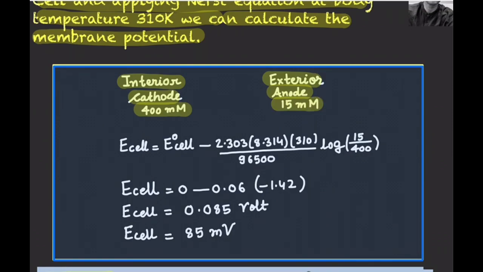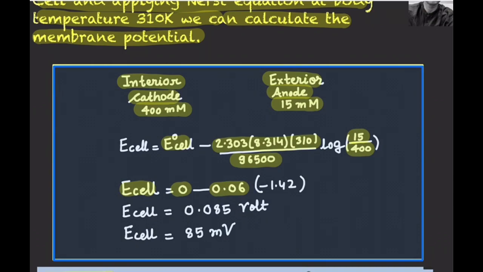So if this is working like a concentration cell, E naught of the cell is equal to 0. By using the Nernst equation, since the temperature is 310 Kelvin, if we calculate the value of 2.303 RT upon F, we are getting this value nearly 0.06. So EMF of the cell is equal to E naught of the cell minus 0.06 upon 1 log concentration of K+ ion at anode. So exterior is anode, so its concentration is 15 millimolar, and concentration of K+ ion at cathode, whose concentration is 400 millimolar.